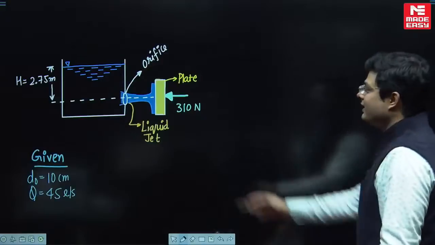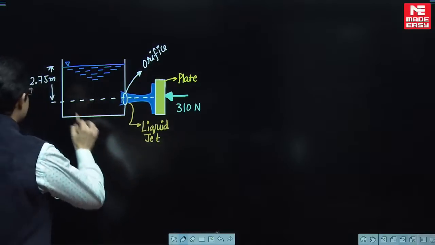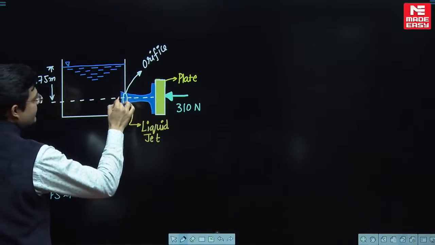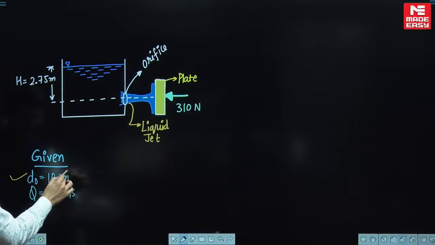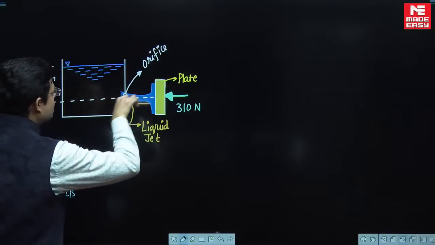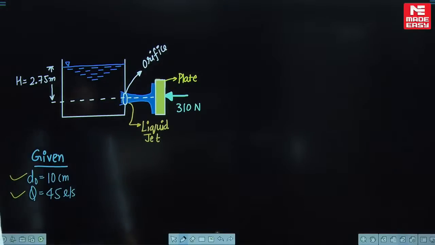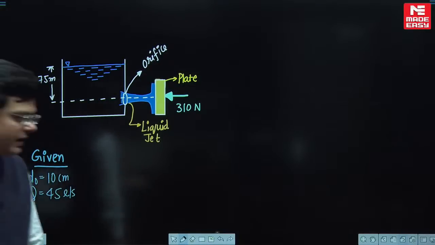Fantastic question. This is the diagram. Let me explain the question. There is a tank and there is an orifice in the side of the tank. The diameter of the orifice is given in the problem as 10 centimeter and the discharge of the liquid coming out of the tank is given to be 45 liter per second.